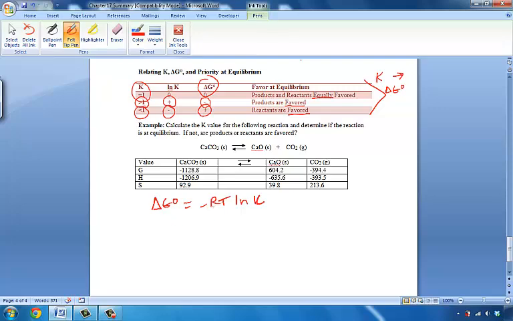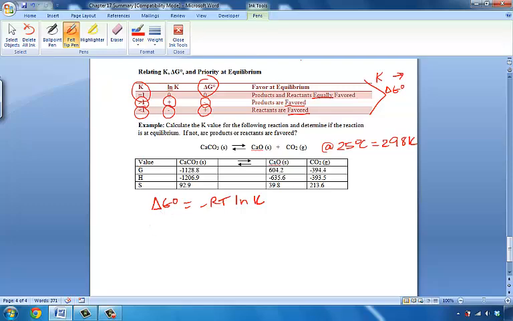We know that R is a constant. Temperature, we're going to assume we are at 25 degrees Celsius, which is equal to 298 Kelvin, and you should be provided a value here. So I'm saying that we're at 25 Celsius, and we know that that's 298 Kelvin. But always watch for your temperature there.